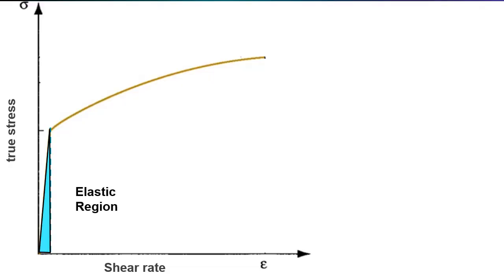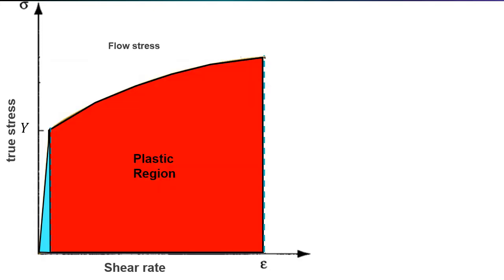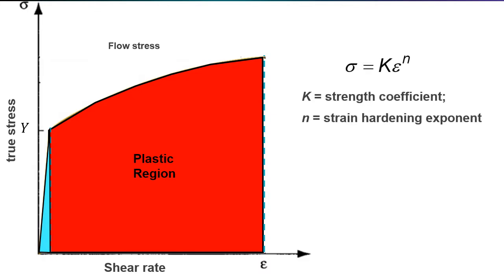In the elastic region, the material behavior follows Hooke's law. After the yield point, the plastic region starts. The plastic region of the stress-strain curve is the primary interest because the material will be plastically deformed in this region. In the plastic region, the metal behavior is expressed by the flow curve, which is based on true stress and strain.